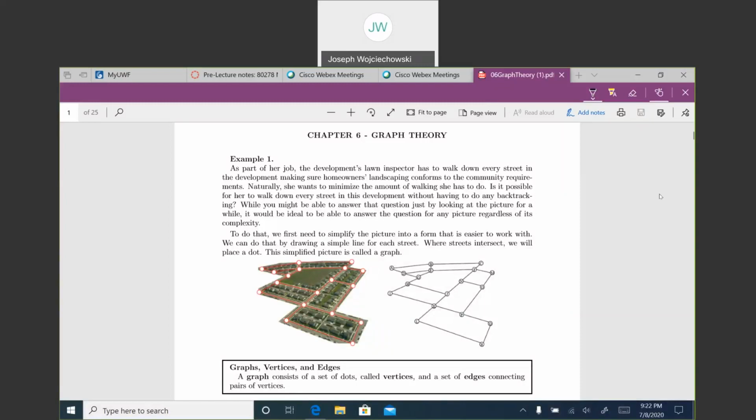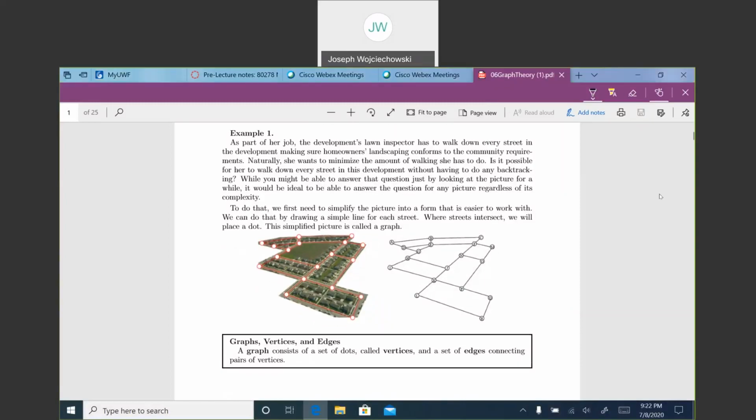Okay, today we're going to talk about the graph theory chapter. So let's look at a lawn inspector. As a part of her job, the development's lawn inspector has to walk down every street in the development, making sure homeowners' landscaping conforms to the community requirements. Naturally, she wants to minimize the amount of walking she has to do. Is it possible for her to walk down every street in the development without having to do any backtracking?